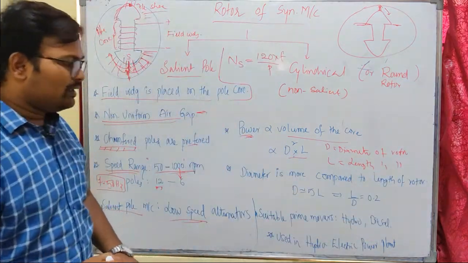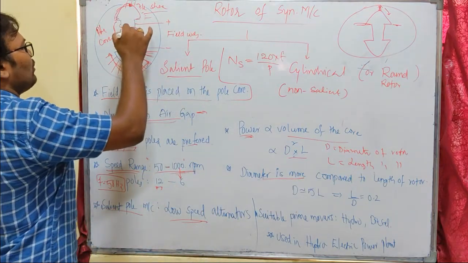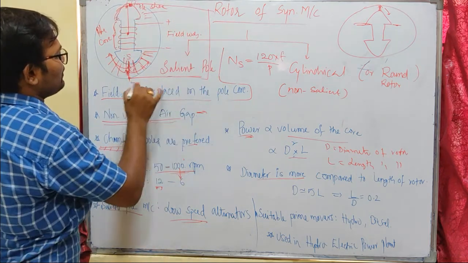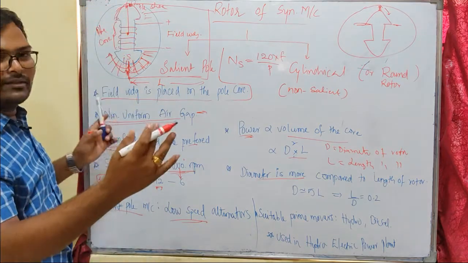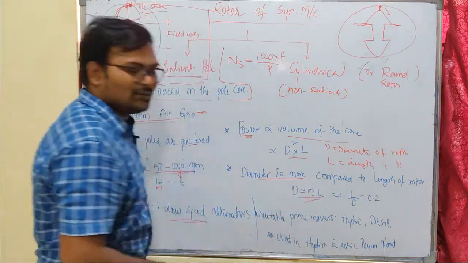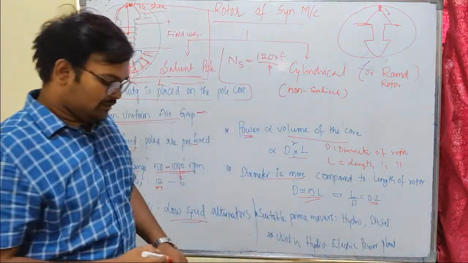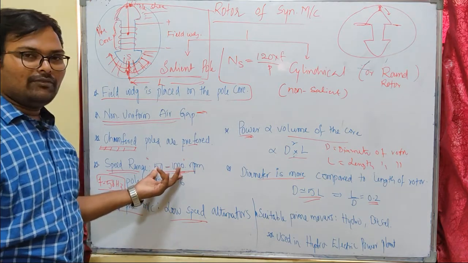For our salient pole, the diameter is large compared to the length of the machine. Here the diameter is more, and this is the length, which is less compared to the diameter. So the diameter is in the order of 5 times the length, which means the length to diameter ratio is around 0.2. That's why these are called low speed alternators, because they have low speeds of rotation.